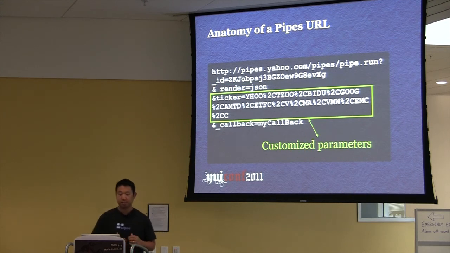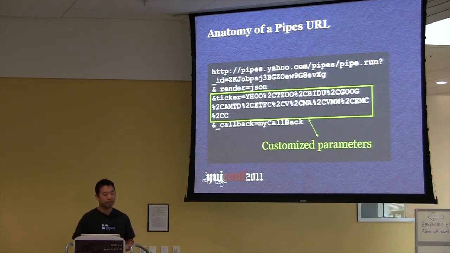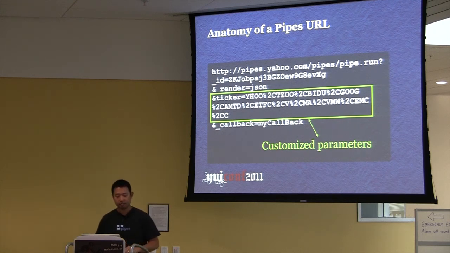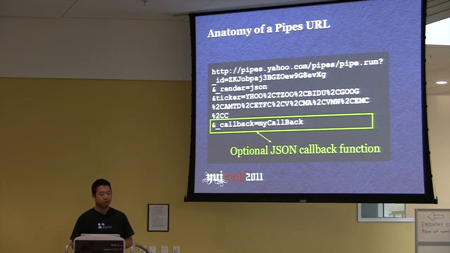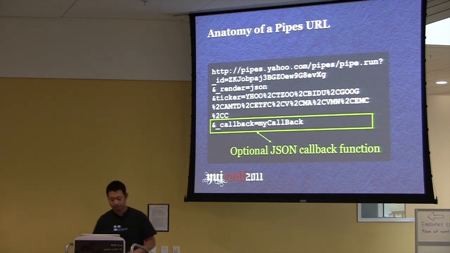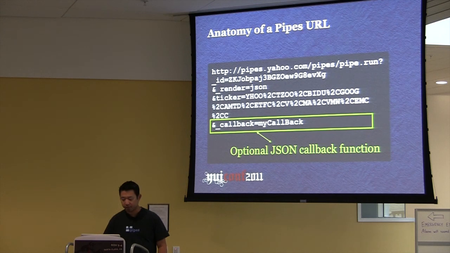And these are the customized parameters that users can input to your pipe. So this pipe actually accepts stock tickers. This can be changed to display stocks that you actually want to see. And we provide this JSONP callback. You have to use underscore callback equals whatever your JavaScript function is going to be. And that's the Pipes URL.